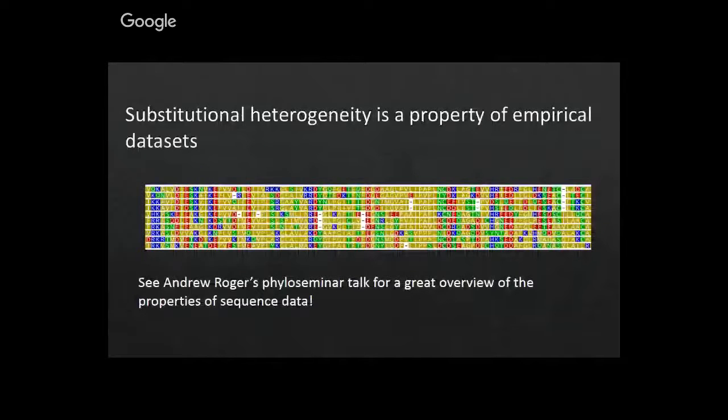So Andrew Roger, for the last PhyloSeminar talk, gave a really good description of a lot of the properties of sequence data. I recommend everybody, if they haven't seen that, to check out his talk. I'll try not to overlap too much with what he talked about, other than to say that it is widely recognized that substitutional heterogeneity is a property of empirical data sets.